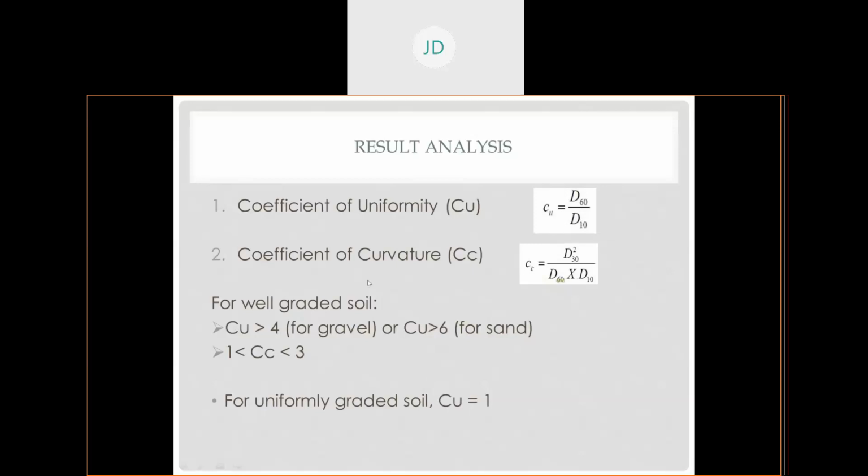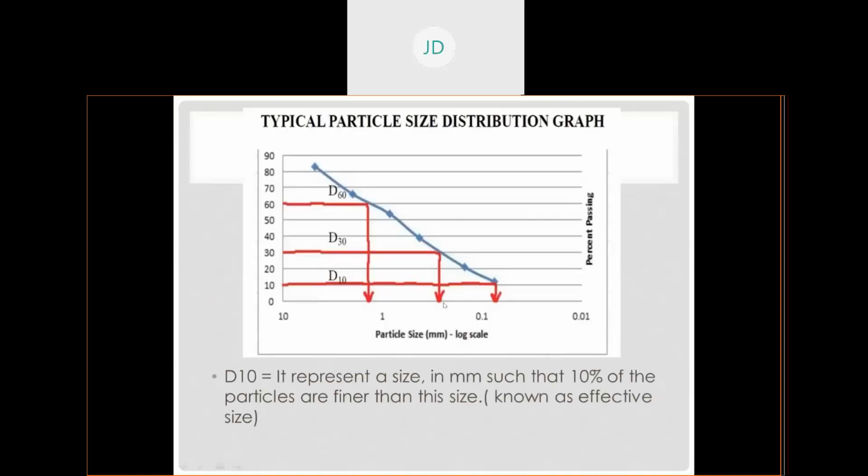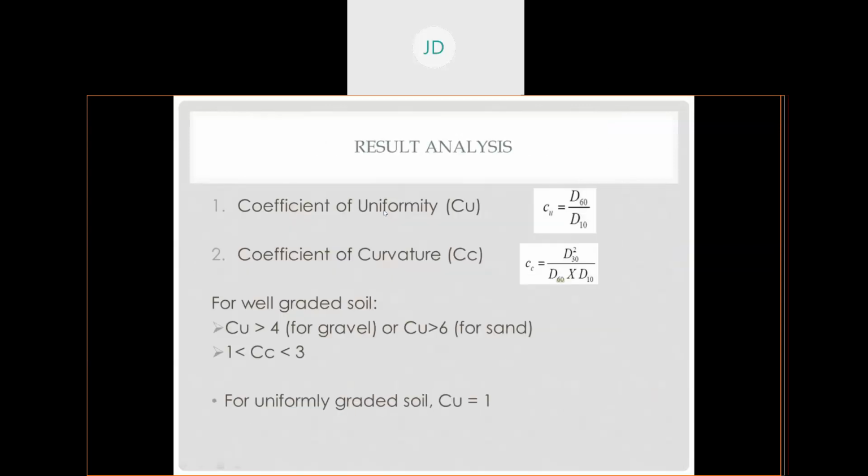The curve will be steeper. Imagine the curve is steeper like this, almost vertical for uniformly graded soil. In that case, D60, D30, D10 all come close together. In the case of uniformly graded soil, it comes near to 1, because the D60 value and D10 value are almost similar. That's why the ratio of D60 to D10 is nearly equal to 1.